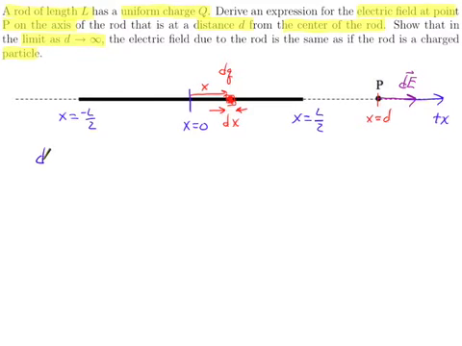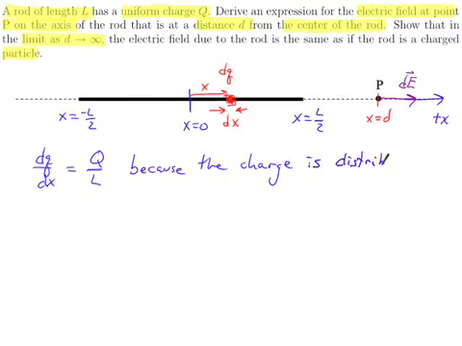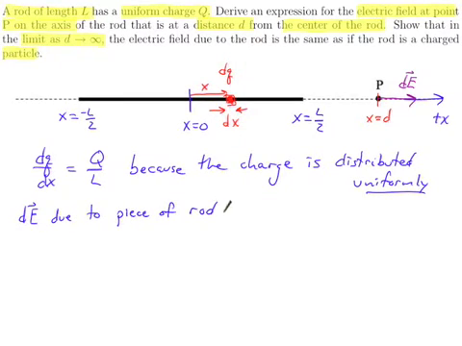Now the rod is uniformly charged. This means if you take the charge of a piece dq and divide by its length dx, that's the same as the overall charge divided by the overall length. So we can write the charge per unit length, dq/dx, as Q over L.